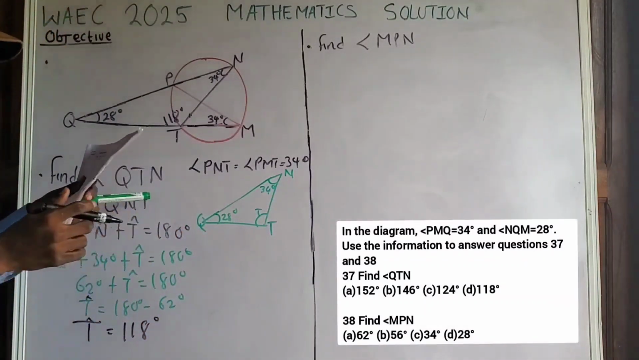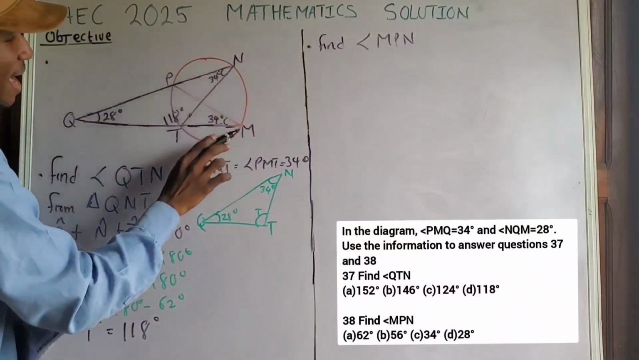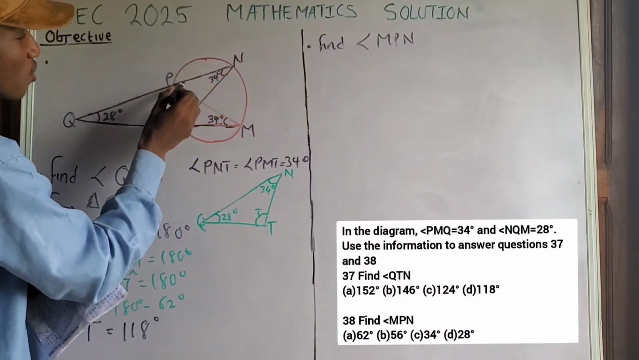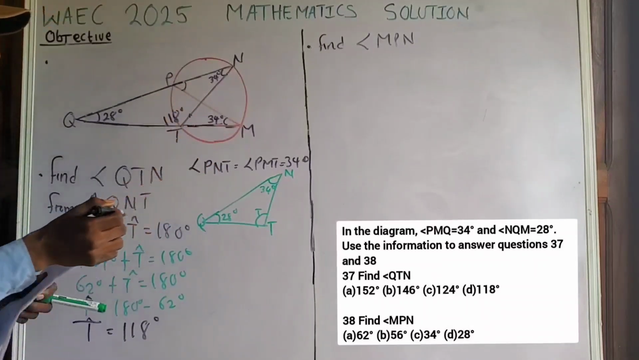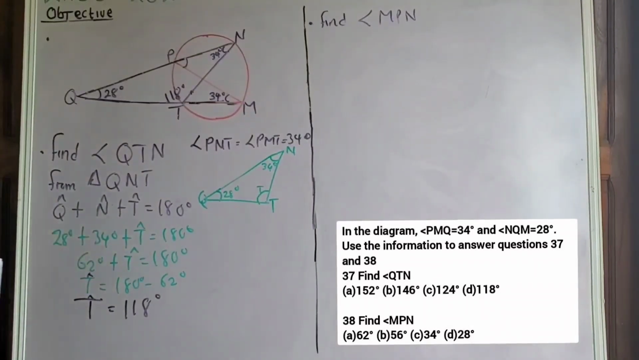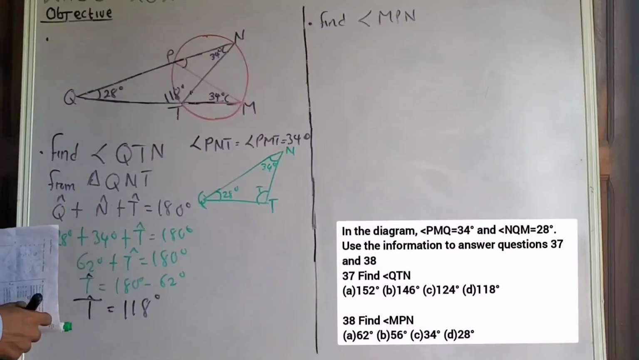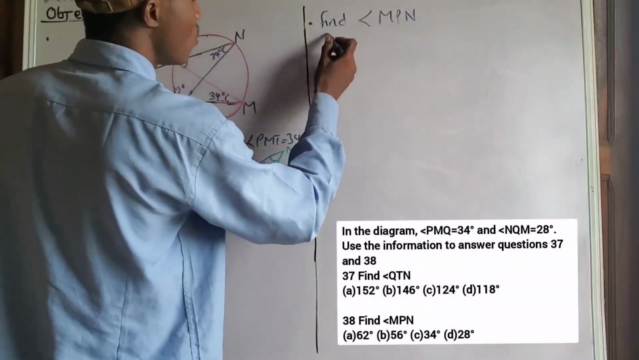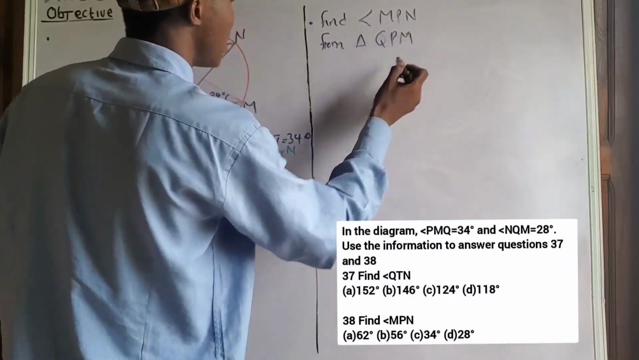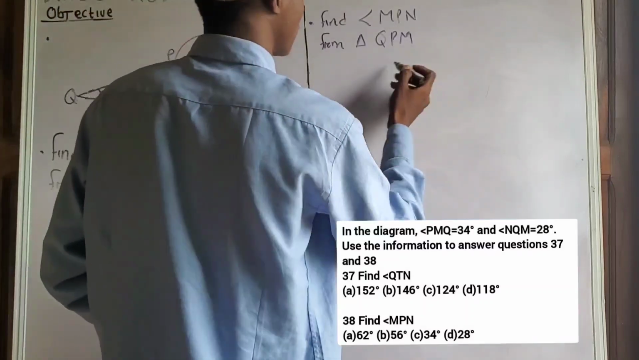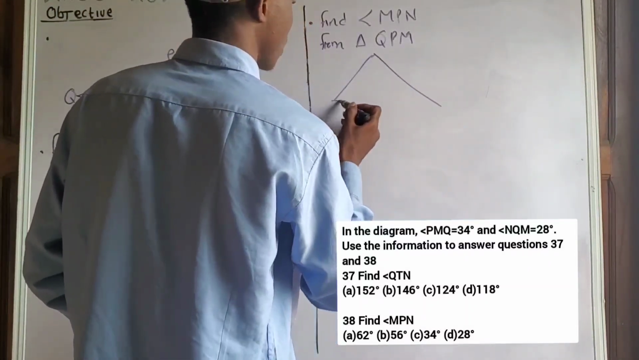Now we are looking for another angle known as angle MPN. This angle that you see here is what you're looking for. To get the value of angle MPN, let us bring out triangle QPM. Let me draw out the triangle. This is the triangle that I'm talking about, triangle QPM. This triangle that you see here.